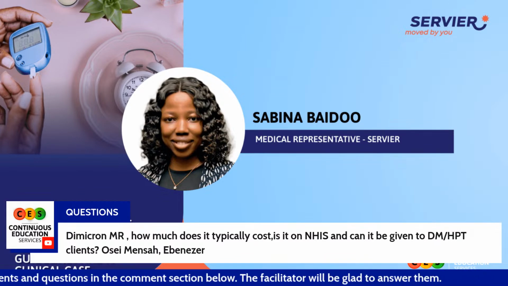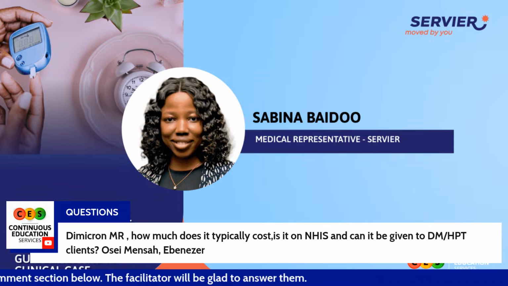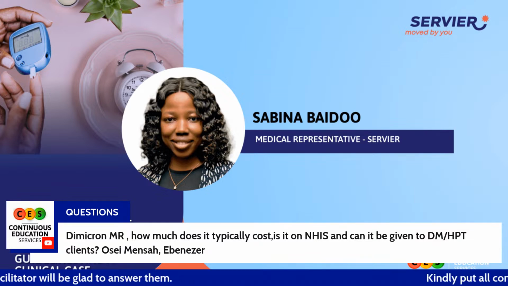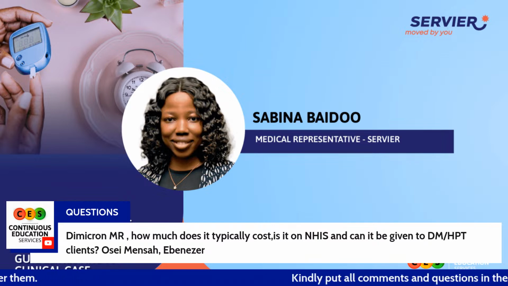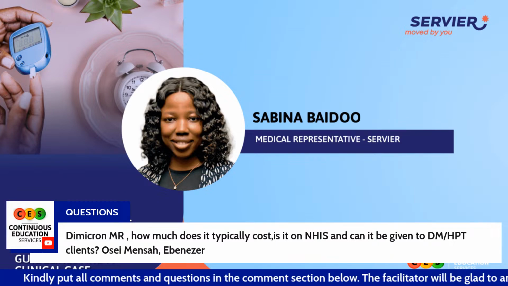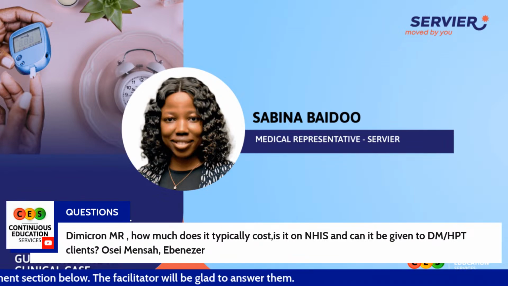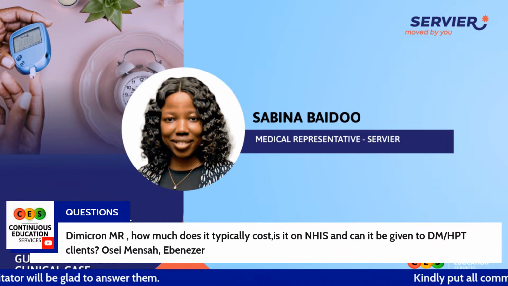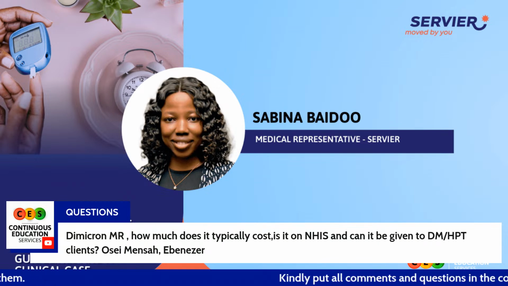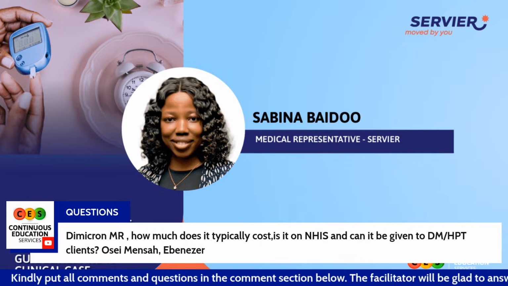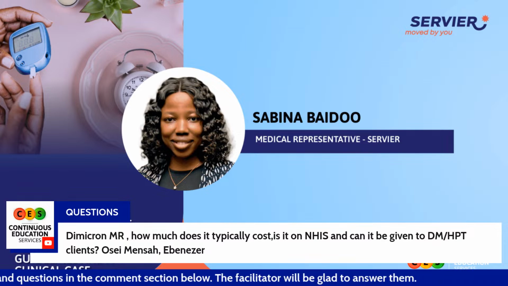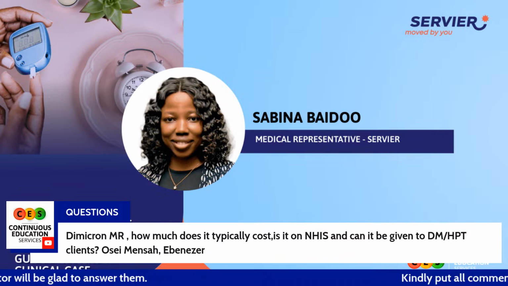Dr. Osei Mensah Ebenezer, Dimicron MR, how much does it typically cost? Is it on NHIS and can it be given to DM hypertension clients? Okay, so Dimicron 60 MR, 30 tablets, that's a month's supply, is actually 192 Ghana cedis currently. This is as a result of our current economic situation, the inflation rates and the depreciation of the cedi. Unfortunately, it is not on NHIS yet. We are working on that. And it can be given to diabetic patients with hypertension.